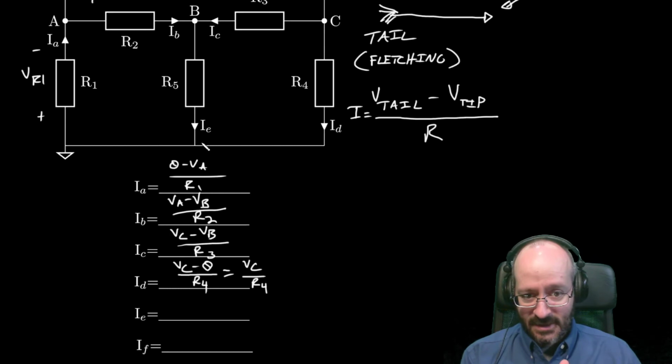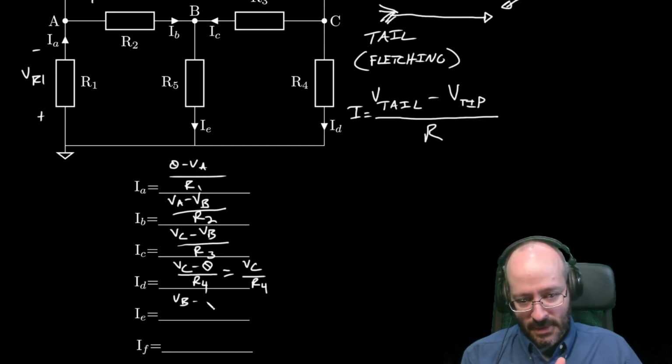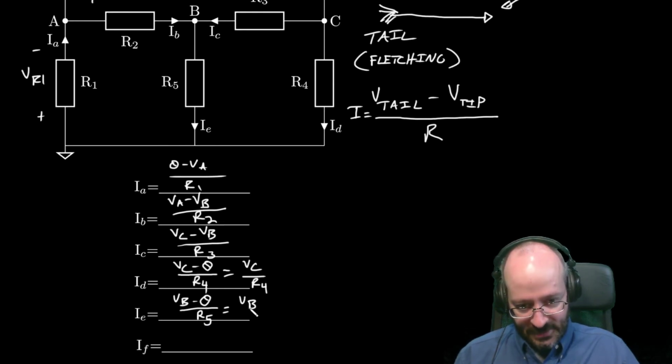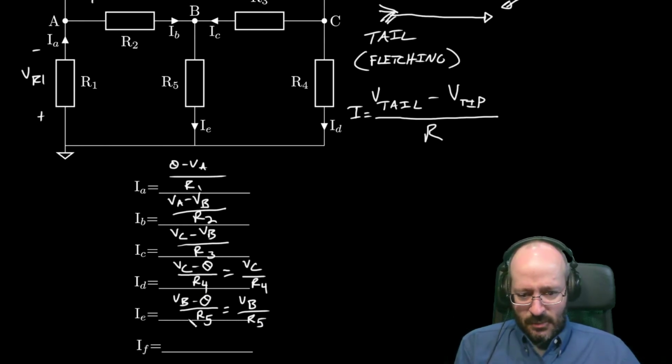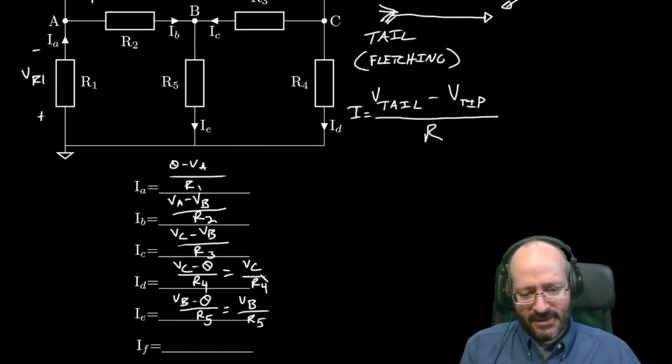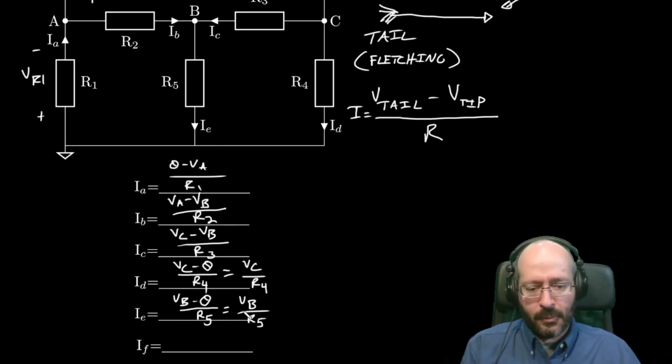All right, IE, it's going down. Voltage at the tail is VB minus voltage at the tip is ground. And there's R5. Okay, so again, that would more commonly just be written as VB over R5. I'll continue with this until I hope it sticks in your head. And then as we get more experience with this stuff, I'll start writing it as a single term in the numerator, because that's a little more typical for what you're going to see in textbooks.